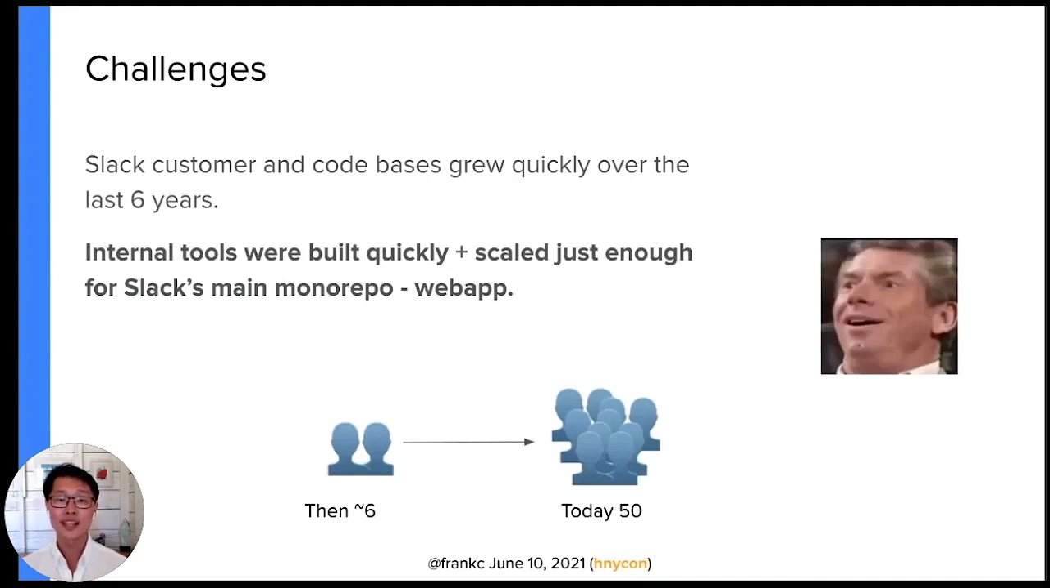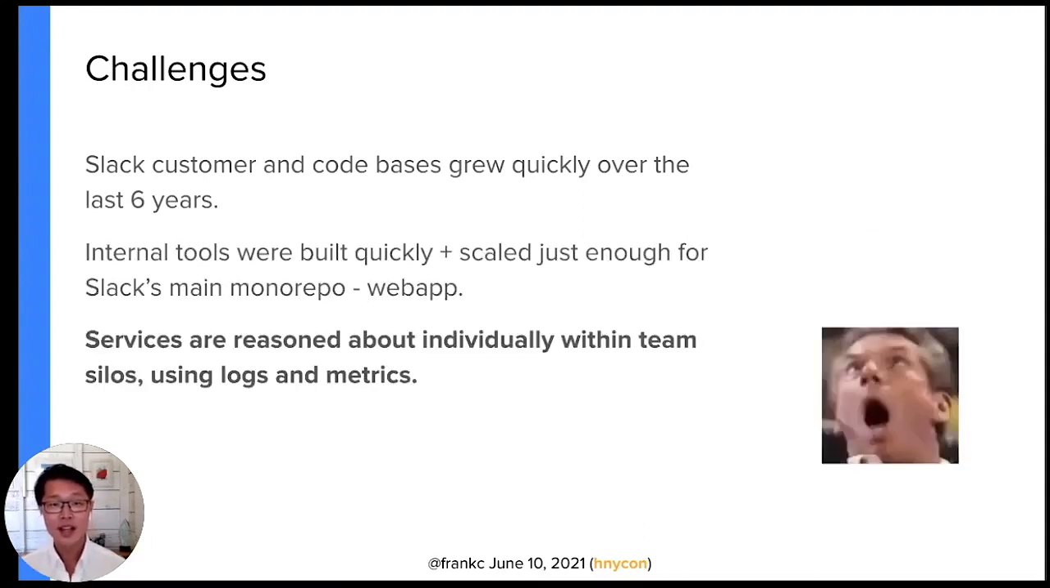Internal tools were built quickly and scaled just enough for Slack's main mono repo web app. In 2019, when I joined, our team was already growing and at about six folk. Today, the internal tools team consists of 50 people, and of course, we're hiring. This hopefully resonates with y'all as well. Services are reasoned about individually and within team size using logs and metrics. For example, the Vitess team might create a Prometheus metric for errors with different dimensions that are meaningful for development. Another team might create a circuit breaker for error rate on Vitess, but misunderstand the nuance and then misuse this metric at the course level without context.